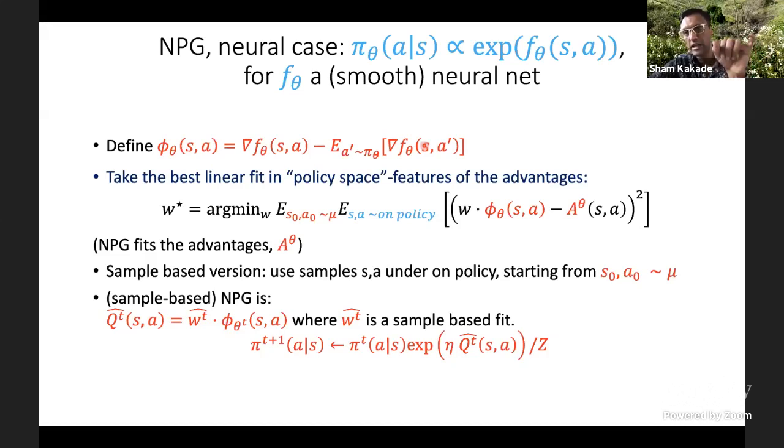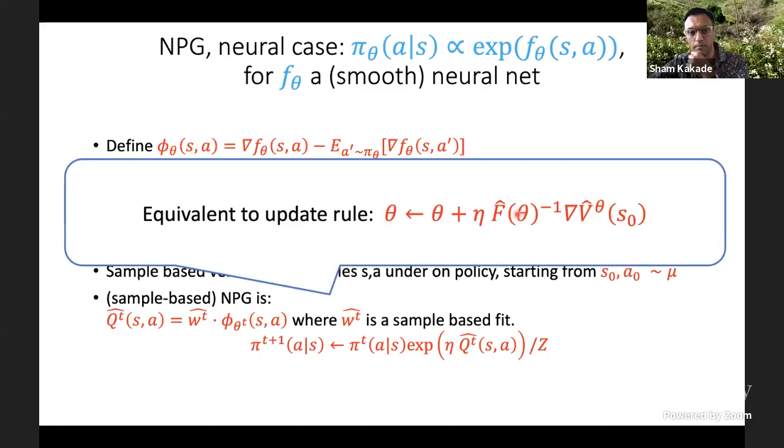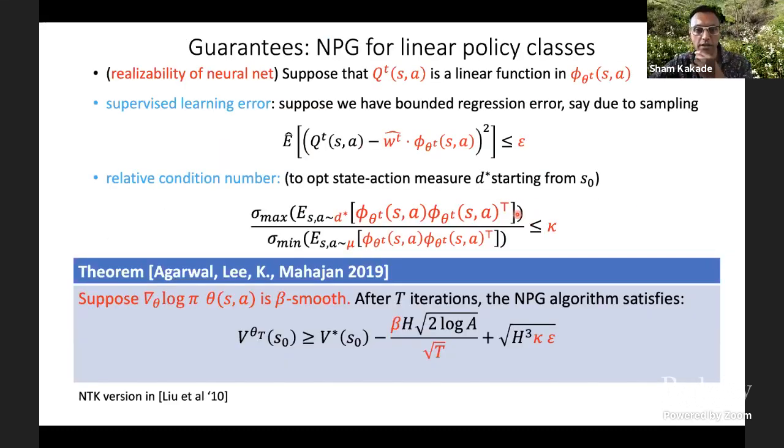And it actually has an interesting connection to the value function-based methods, where the projection step is fitting your advantages under these particular features. Now you're going to get a similar guarantee with the neural policy class. There are some typos there, but given time constraints, you can look at the paper.